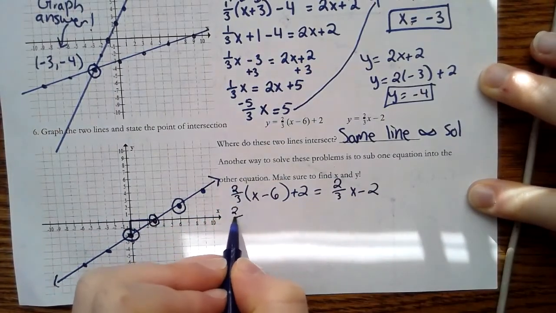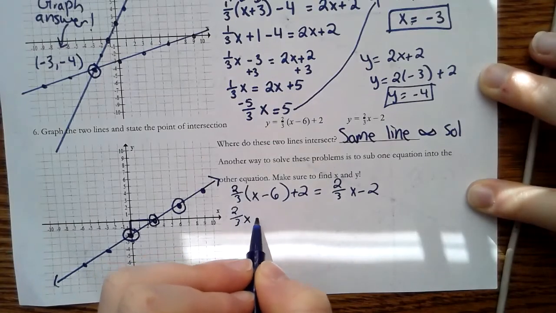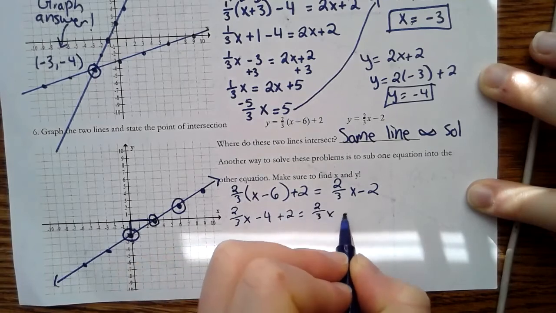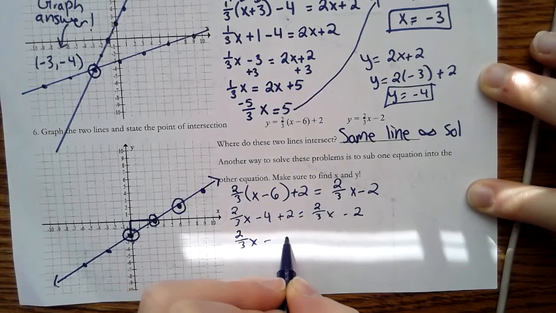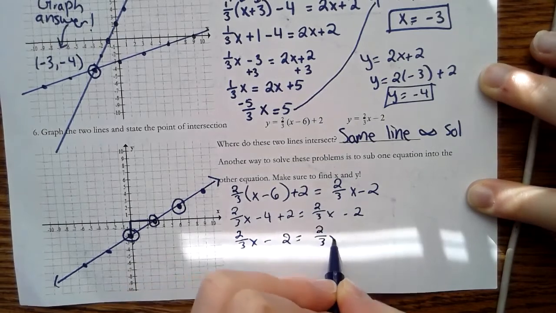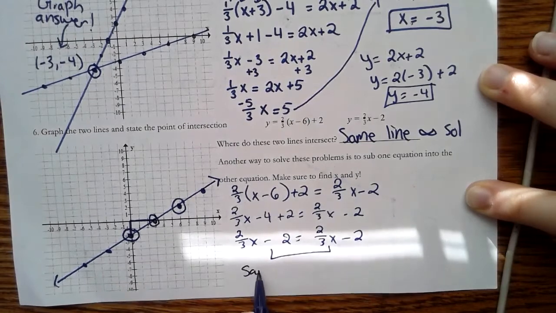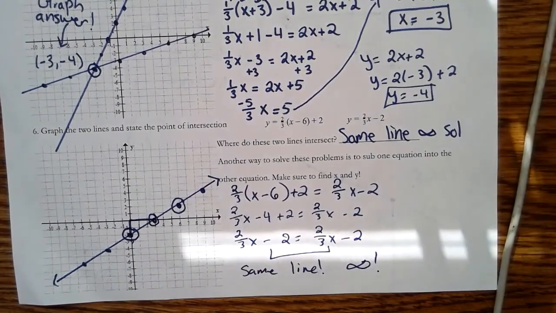So I get 2/3 x. 6, negative 6 times 2/3 is negative 4. 2/3 x minus 2 equals 2/3 x minus 2. Same equation. Infinite solutions, these match, so it's the same.